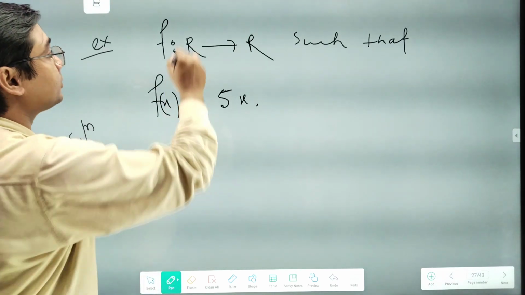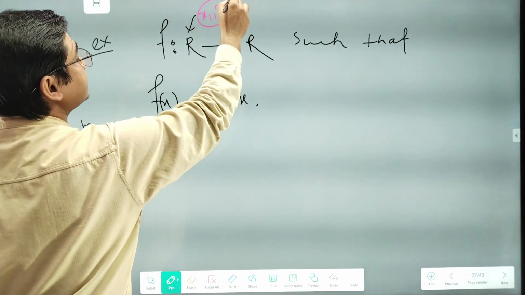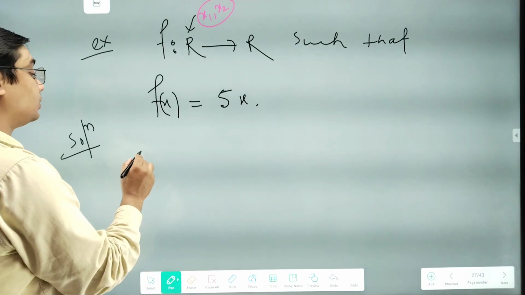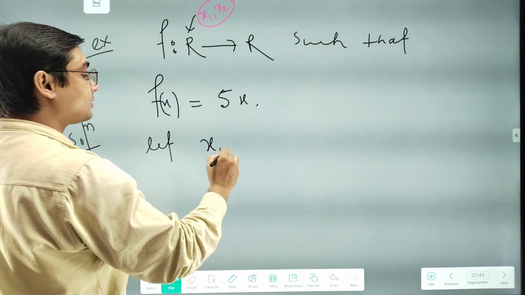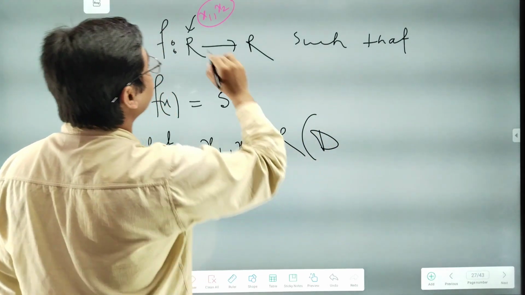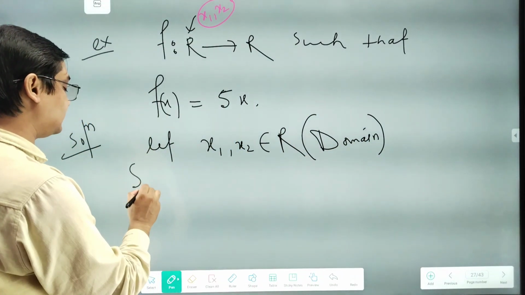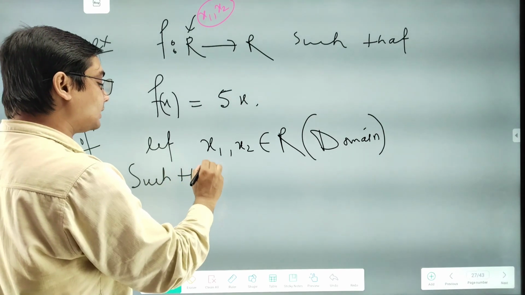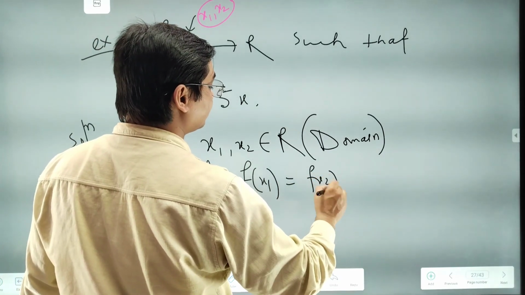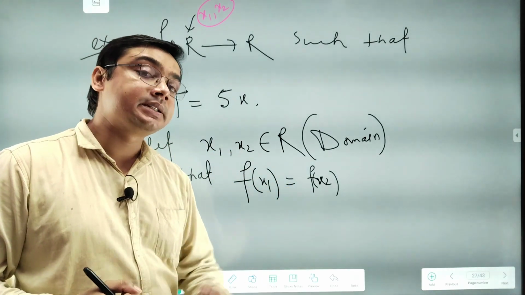So what is the working rule? You choose any two elements from the first set, suppose x1 and x2, and we consider that their images are the same. Let x1, x2 belong to R, the domain from the first set. You consider two elements such that f of x1 equals f of x2. Any two elements we consider, and their images are equal.